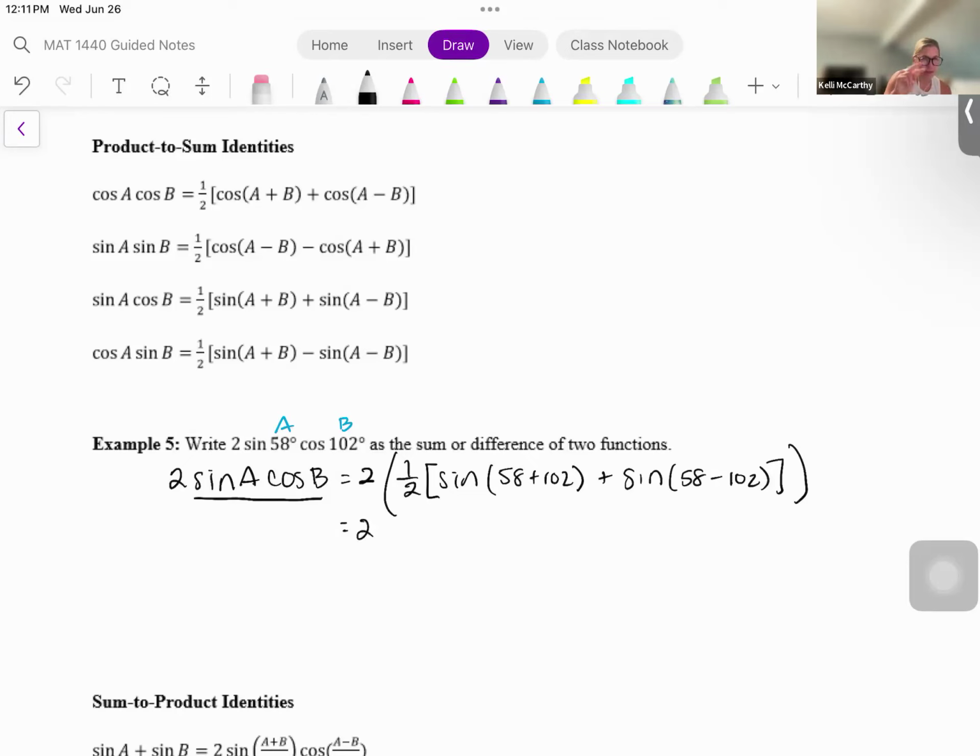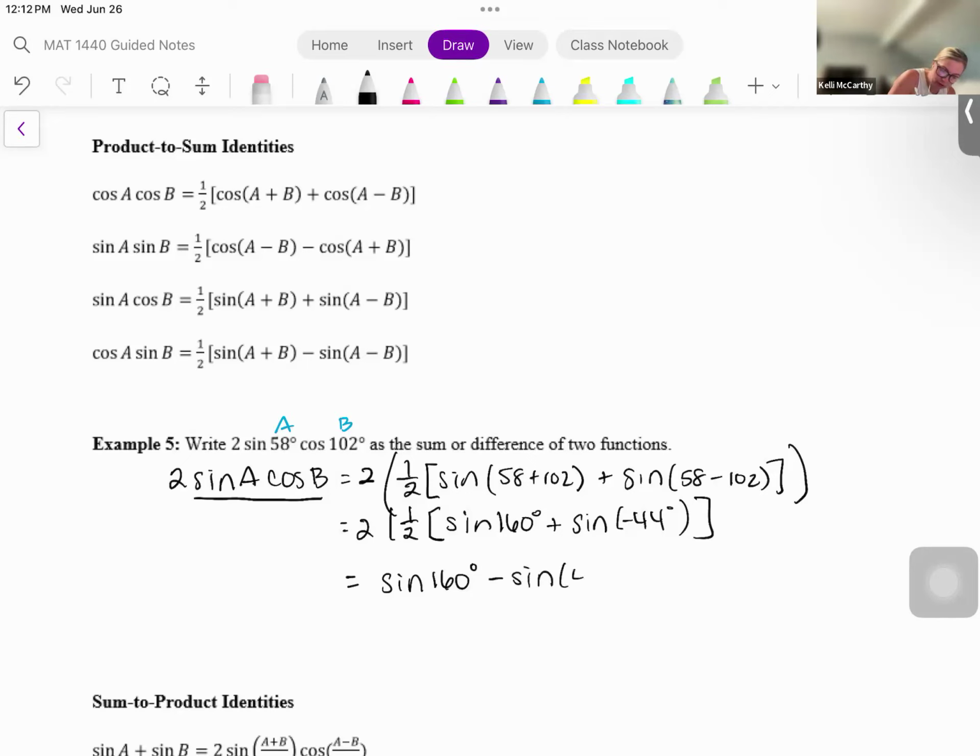Now I'm going to start simplifying from the inside and working my way out. I think that's a little bit easier to see. This is going to be sine of 160 degrees plus sine of negative 44 degrees. And even here, I think it's easier to see that that factor out front of 2 multiplied by that inside factor of 1/2, those are going to multiply to give me 1. So then we're just left with sine of 160 degrees. And then sine of negative 44 degrees, because sine is an odd function, this is the same as negative sine of positive 44 degrees.